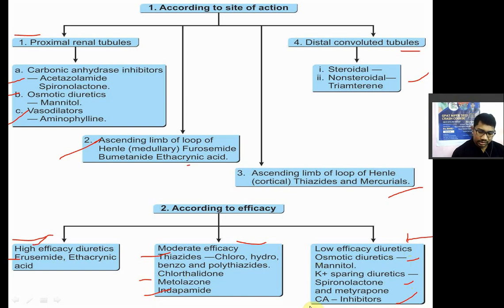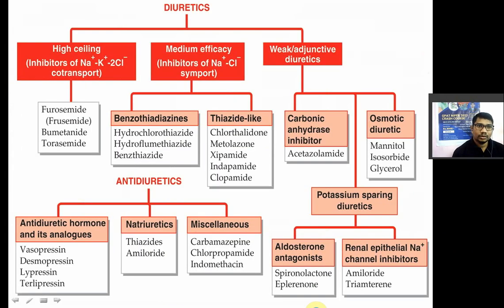Again, we'll see the classification by a different method. Diuretics are classified into majorly three types. First one is the high ceiling diuretics, also known as loop diuretics or high efficacy diuretics. They are primarily inhibitors of the sodium potassium chloride co-transporter. So, sodium potassium chloride co-transport inhibitors: furosemide, then bumetanide, torsemide. These are the drugs. They will act on the loop of Henle.